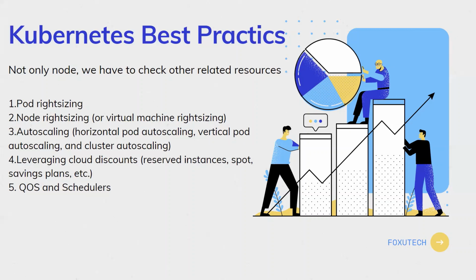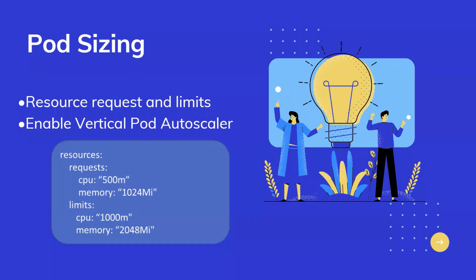Next is QoS, quality of service, where you can define the quality of service at the pod level. And schedulers, how the scheduler can help us with the assignment. You can plan for it, right? We're going to see that. So before that, let's start with pod sizing.